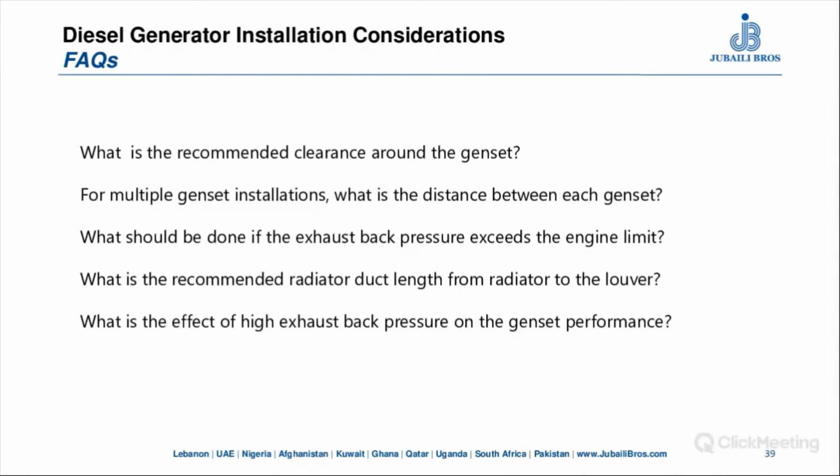And what is the recommended radiator duct length from radiator to the louver? So the recommended radiator duct length from radiator to the louver is 1 meter. What is the effect of high exhaust back pressure on the genset performance? As a rule of thumb, the loss of power or the effect of the high exhaust back pressure on the genset performance is approximately 0.5% decrease for each 3.3 kilopascal above maximum level.